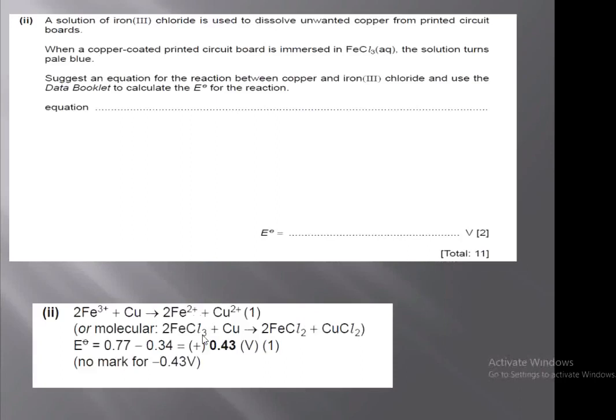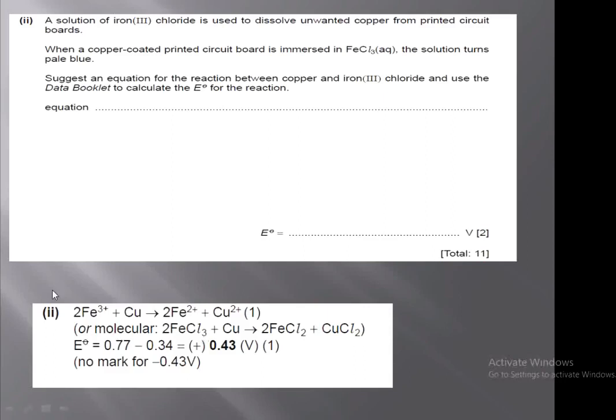For the second part of B, he was asking, a solution of iron 3 chloride is used to dissolve unwanted copper from the printed circuit boards. When a copper coated printed circuit board is immersed in iron 3 chloride solution, the solution turns pale blue. It means that basically copper that is in the elemental form is reacting, and it is forming copper 2 positive ions. So the reaction basically is between the iron 3 positive ions and copper 0 to convert iron 3 positive ions to iron 2 positive ions, while to convert copper 0 to copper 2 positive ion.